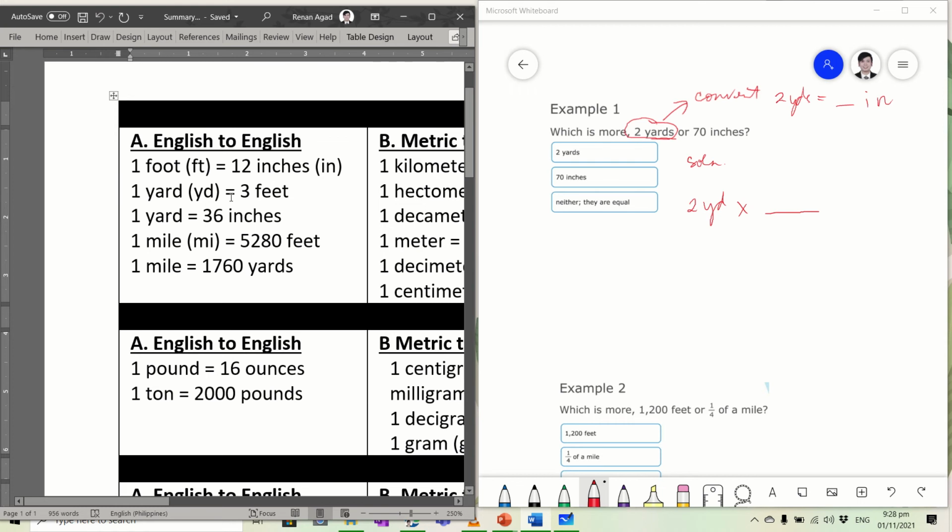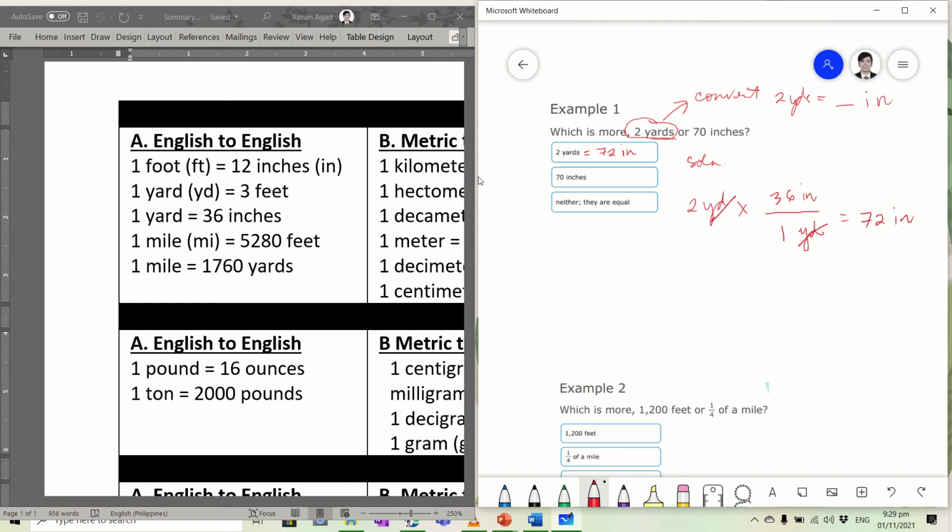1 yard is equal to 3 feet. So that means 1 yard over 3 feet, or you can write it as 3 feet on top, then 1 yard below. But which one will you put below? Looking at your given, it's in yards. So that means the yard should be in the denominator of your conversion factor. So 1 yard is equal to 3 feet. Oops, we're converting inches pala. So 1 yard is equal to 36 inches. So 1 yard in the denominator, then 36 inches on top. So we cancel out the commonality, which is the yard in here and the yard in the denominator. So we're doing the right thing. So 2 times 36 is 72 inches. So, 2 yards is equal to 72 inches.